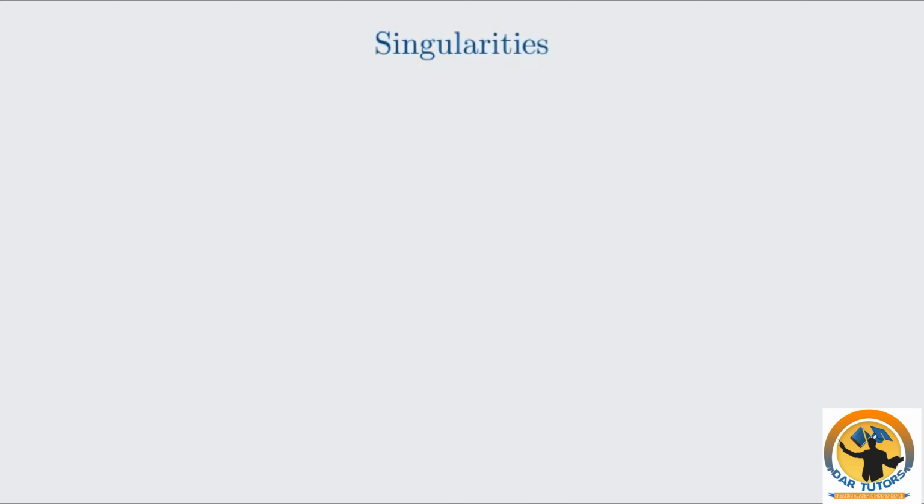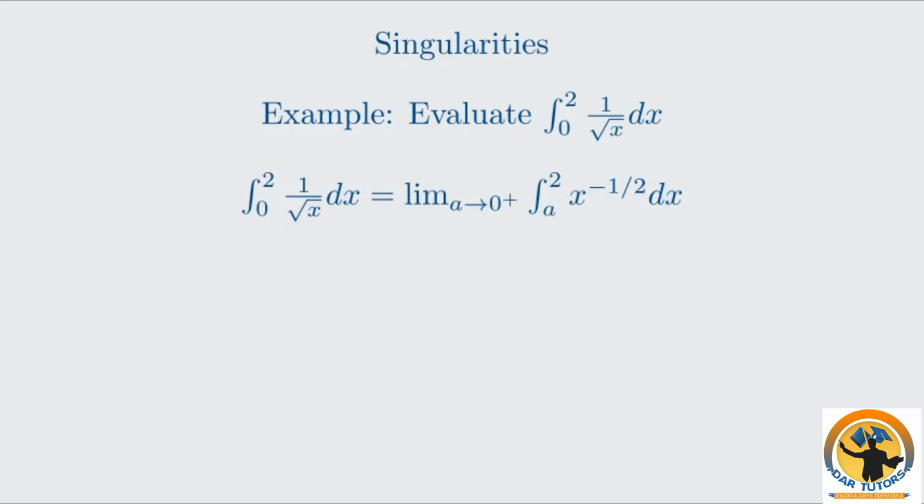We'll consider the integral from 0 to 2 of 1 over the square root of x dx. The function 1 over root x is undefined at x equals 0, which is our lower limit of integration. To handle this, we use a limit, but this time the limit is on the lower bound. We define this as the limit as a approaches 0 from the right side of the integral from a to 2 of x to the -1/2 dx.